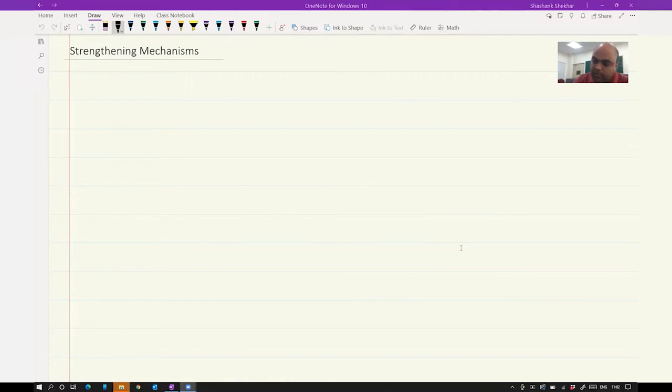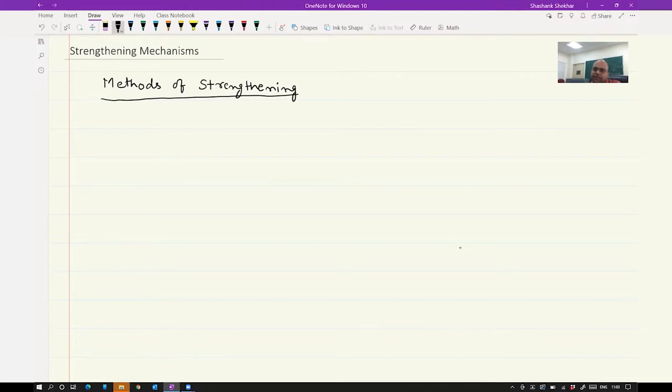So we are going to talk about methods of strengthening. Basically, suppose I give you a piece of aluminum, pure aluminum, and I ask you, hey, can you increase the strength of this piece of aluminum? So what can you do? As a material scientist, you must know what the different methods are to enhance the strength of this given pure metal, say pure aluminum, right?